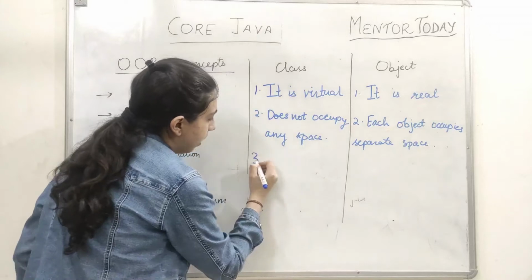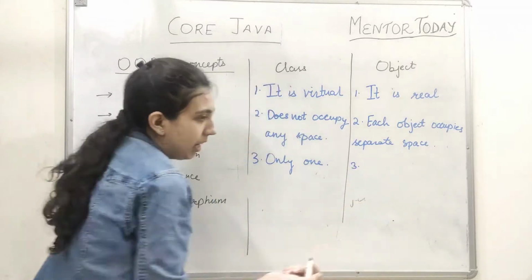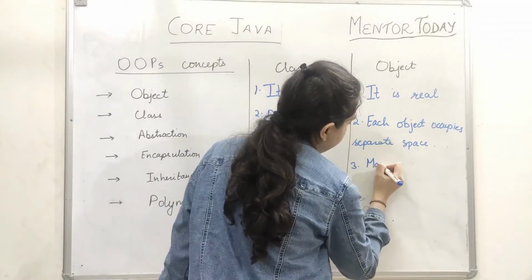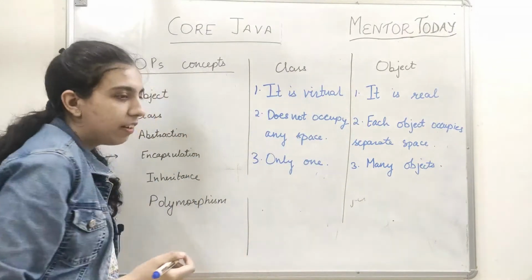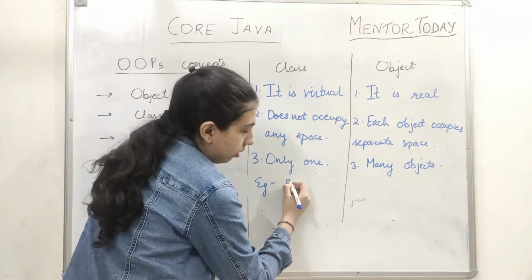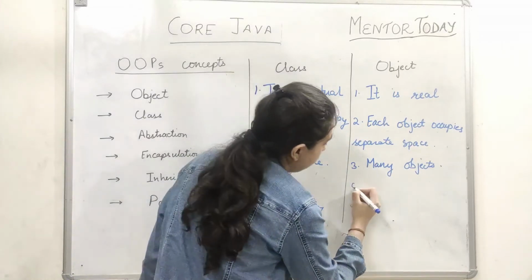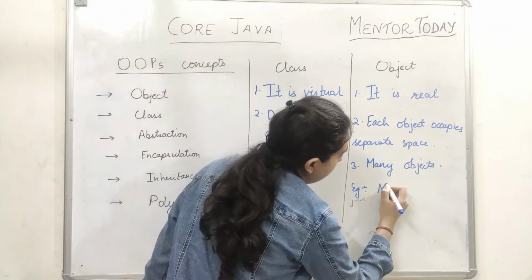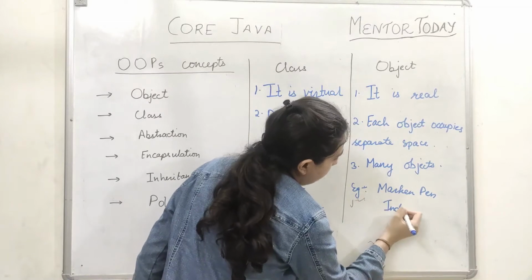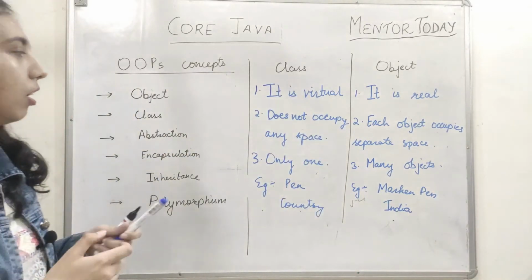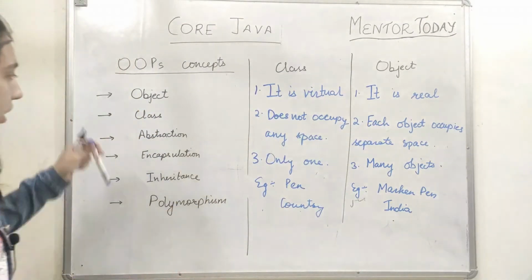And class is only one. It exists only once because a prototype can be only one, but objects can be many. So there can be many objects. For example, I had already given you the example of a pen, or you can say a country. An example of an object relating to pen can be a marker pen. For a country, I can say India. So India is an object. Okay, so this was the basic concept of class and object. How it is used in a program, that I'll tell you later after covering all of them.